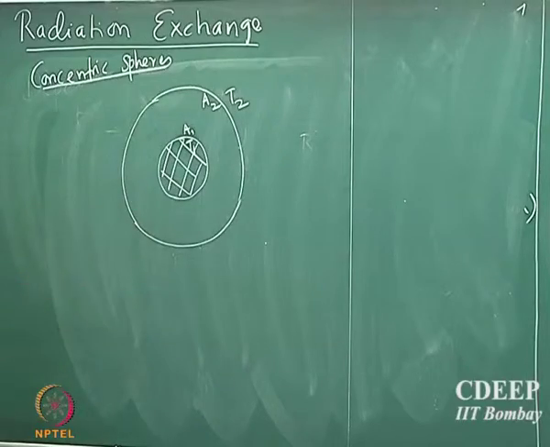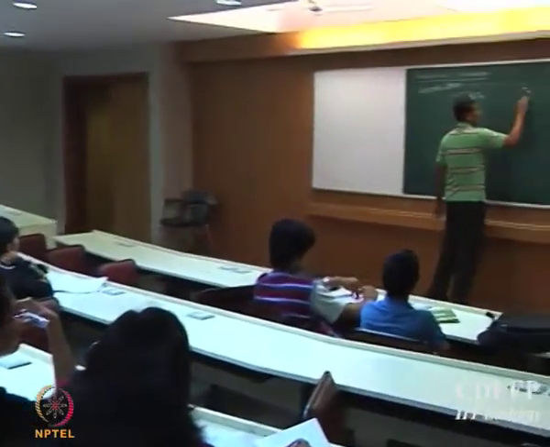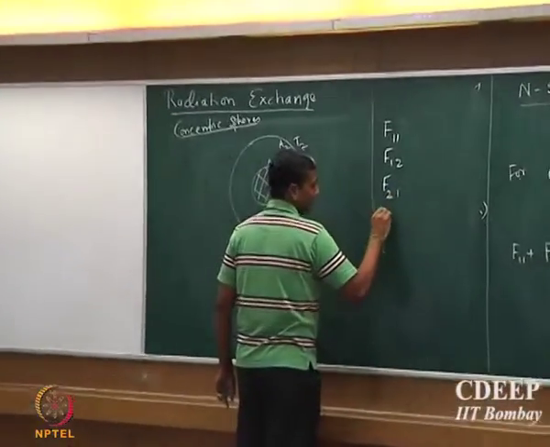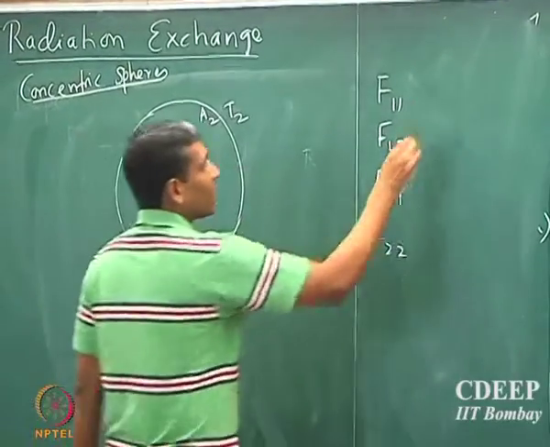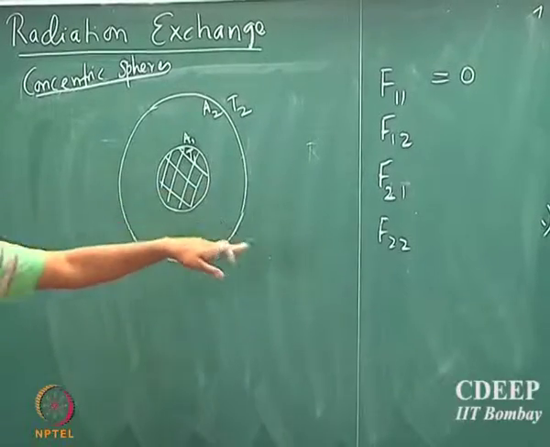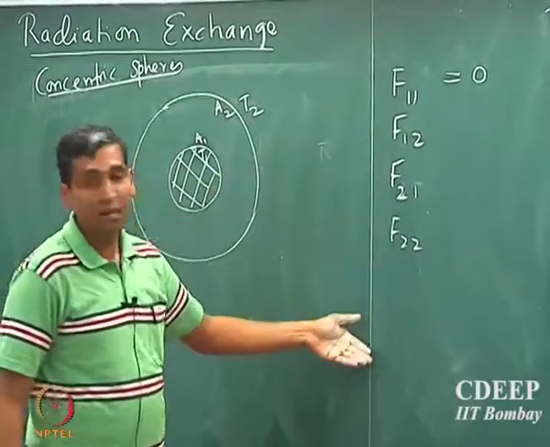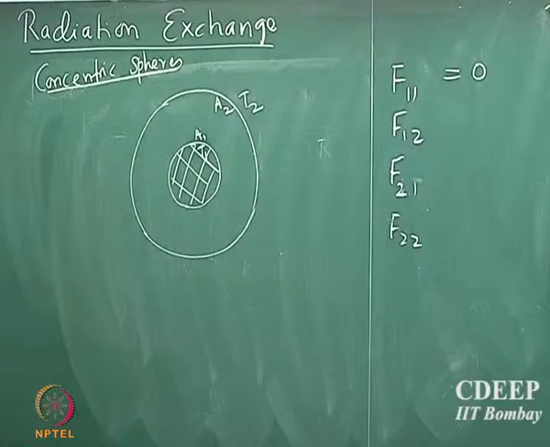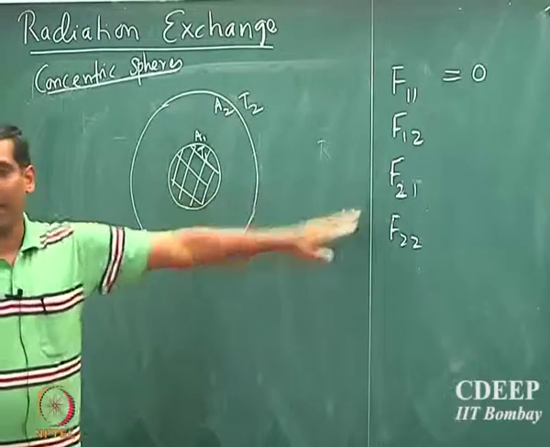How many view factors are there? So what are all the possible view factors? F11, F12, F21 and F22. These are the 4 possible view factors. F11 is 0. So the non-zero view factors are 3, but there are actually 4 view factors. One is 0, it is trivial, but these are 3 non-zero view factors. How do we find them? How do we find the other 3 view factors now?